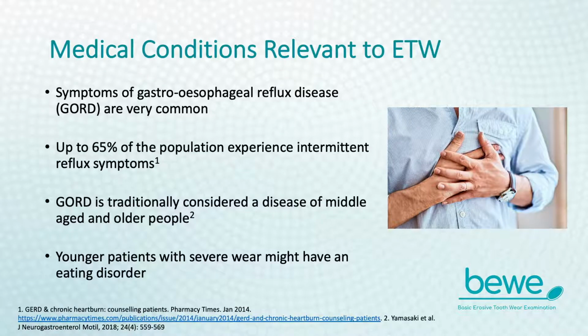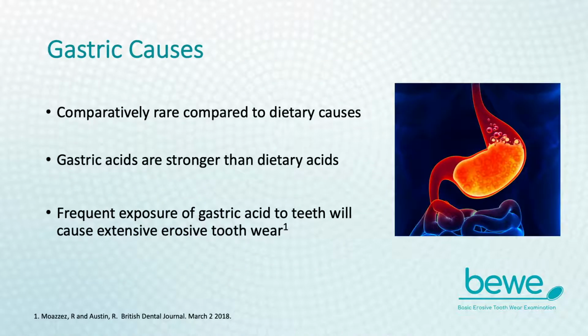In addition to acidic food and drink, intrinsic acids also play a role. Gastroesophageal reflux disease is common, particularly in middle age. In addition, young patients may suffer from eating disorders which can impact on their dentition. Gastric causes of tooth wear are less common, but gastric acids are very strong, so will cause extensive wear if vomiting or reflux is frequent.